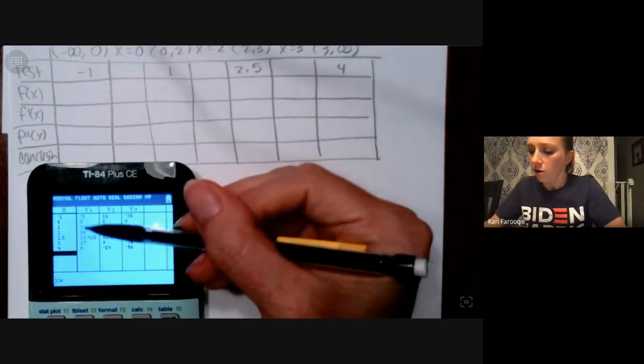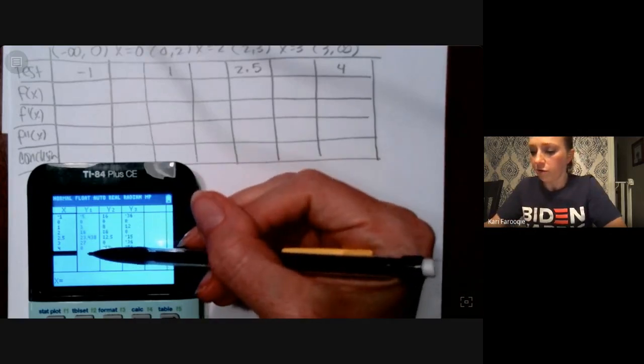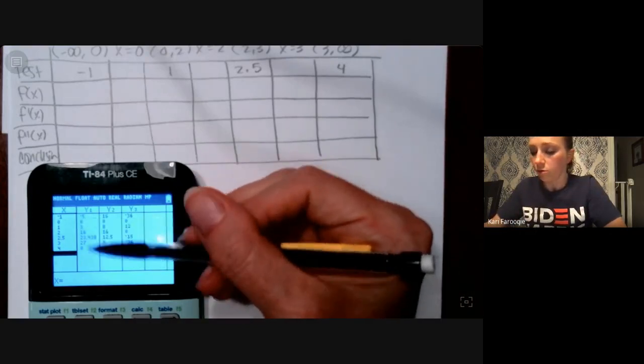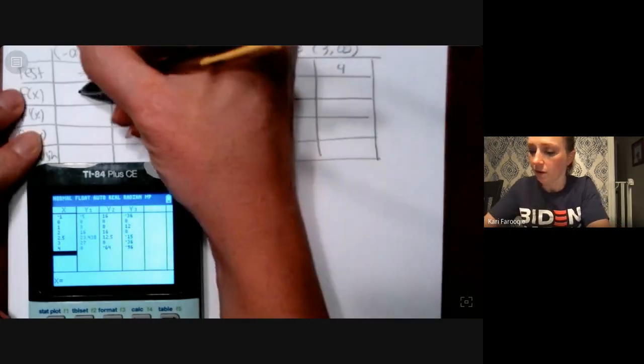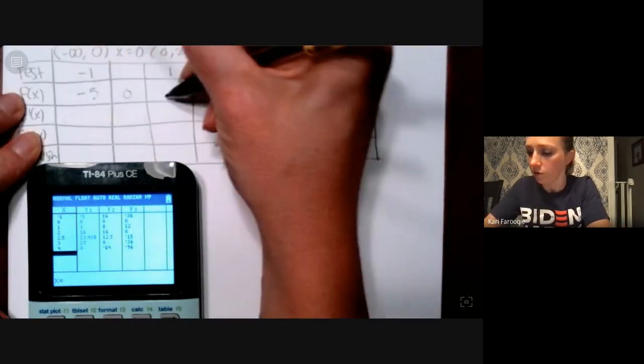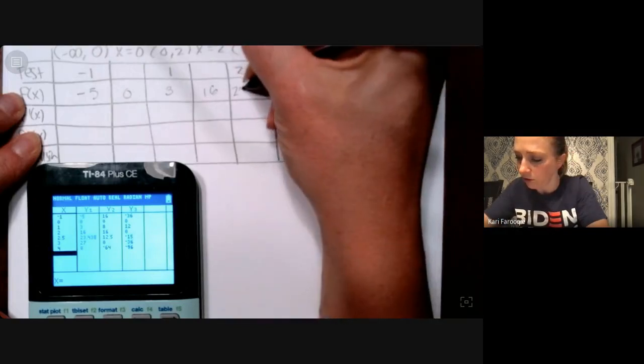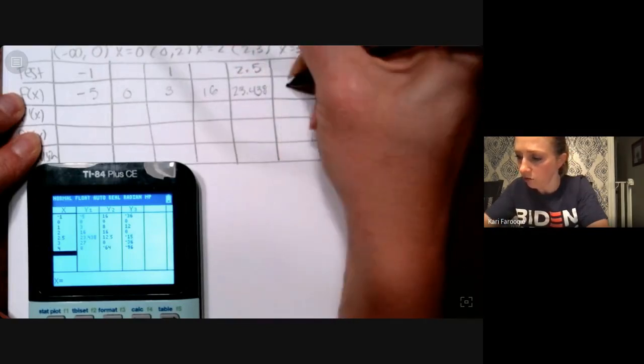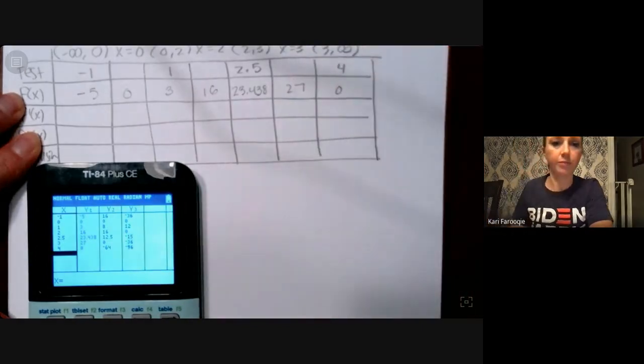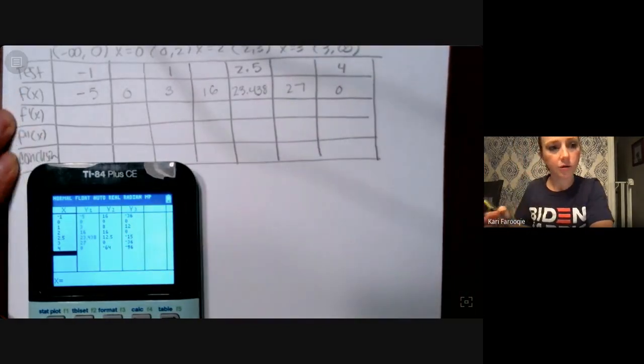My y sub 1 column is representing f of x. I'm just going to go through that from left to right: -5, 0, 3, 16, 23.438, 27, 0. And then I'm going to go to y sub 2 for my f prime.